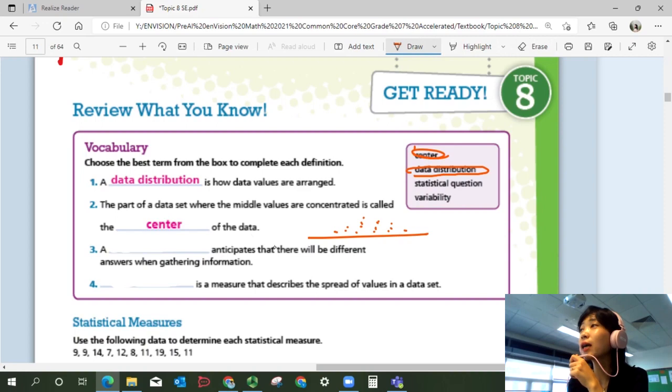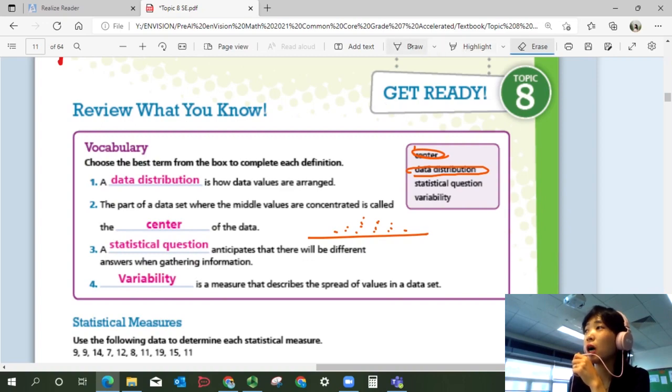And then a blank anticipates that there will be different answers when gathering information. So when you're gathering information, you want to ask a good statistical question. And lastly, variability. Variability is a measure that describes the spread of values in a data set.